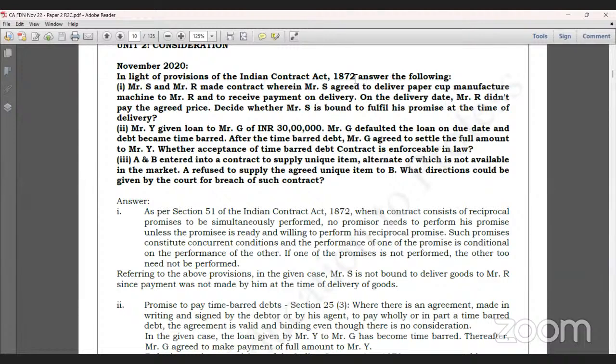Okay, sir. Mr. Y gave a loan to Mr. G of Indian rupees 30 crore. Sorry, 30 lakhs, sir.